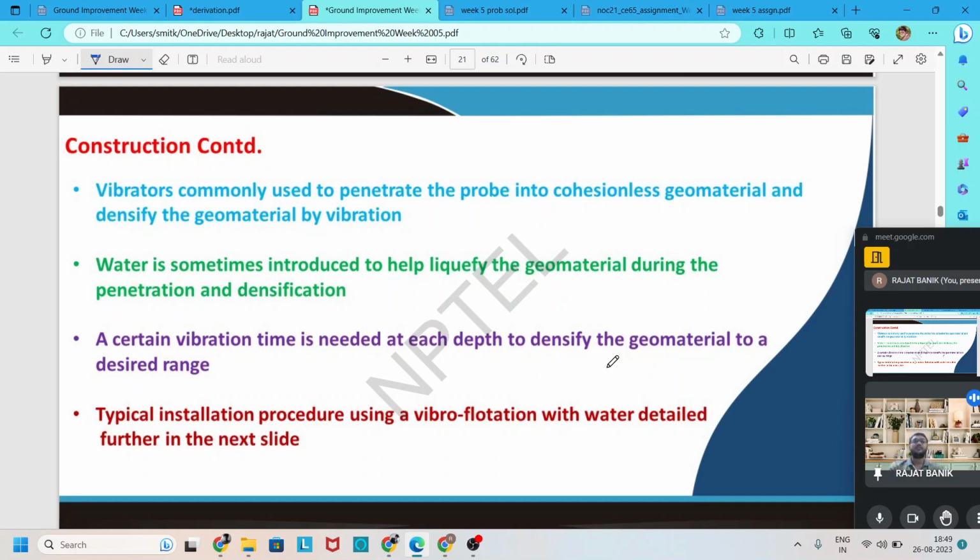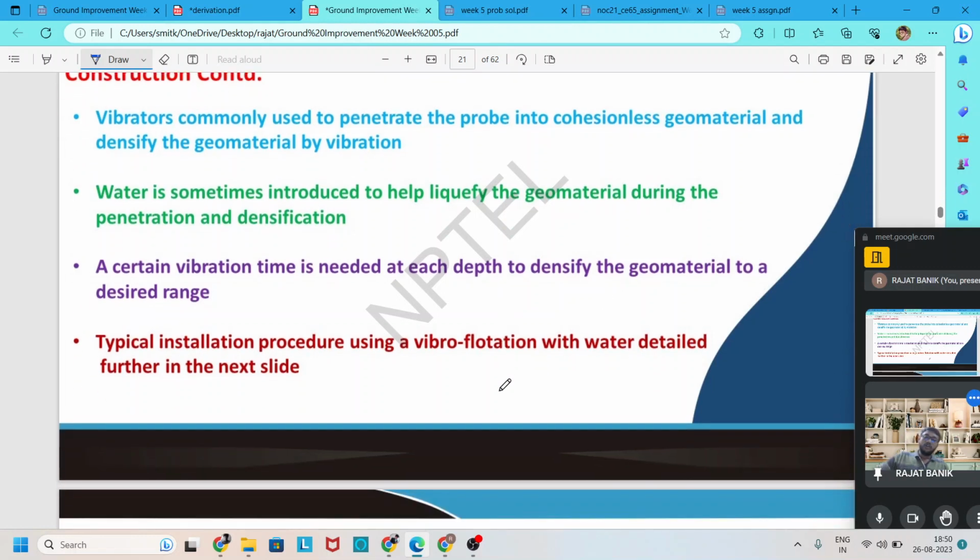It works like a liquid lubricant, so it easily overcomes the particle to particle friction. And when we apply the water, liquefaction occurs. Due to this liquefaction, the particle to particle force is reduced, and the particles come very close to each other. Like that, we apply vibro compaction.